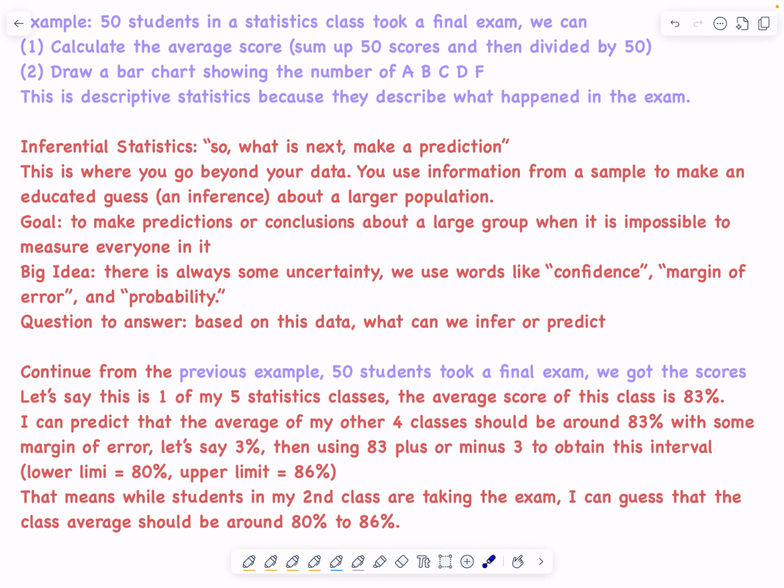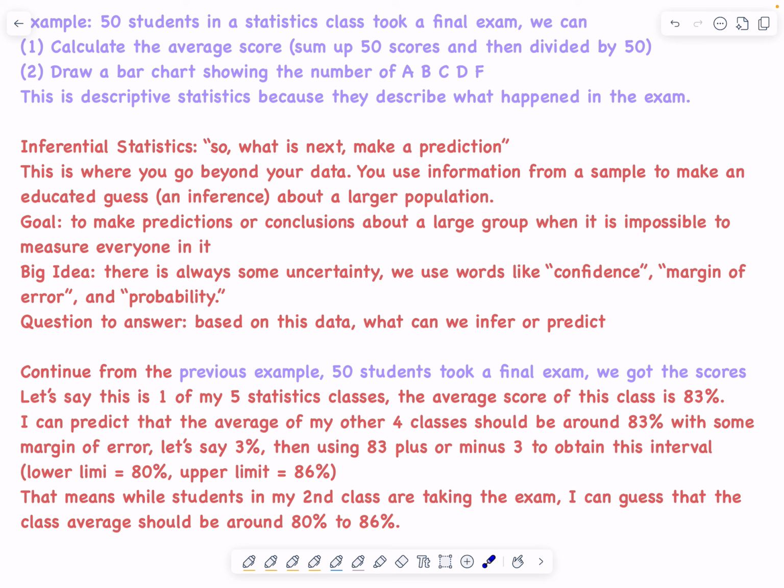Inferential statistics is basically the next step. So what is next? We are trying to make a prediction. That is inferential. Descriptive is the first step. Inferential, we do something deeper. This is where you go beyond your data.